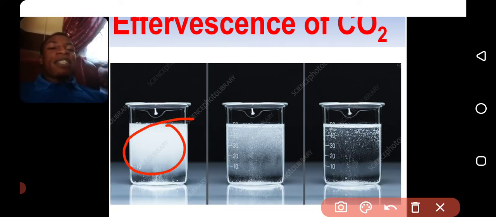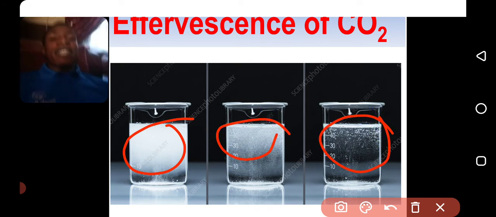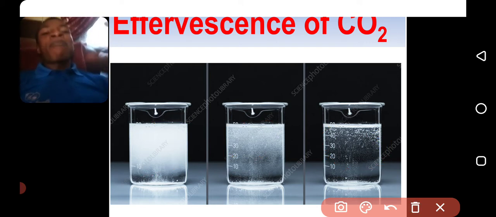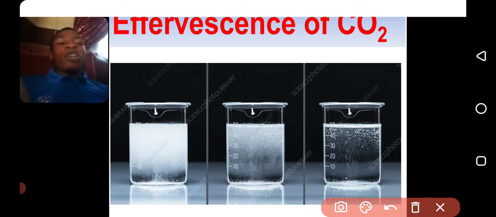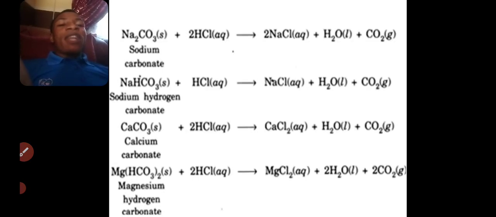This effervescence continues until the reaction has finished and the gas has finished coming out. So when bubbles of gas rapidly come out from an aqueous medium, you call that effervescence. So let's see some other examples of carbonate salts reacting with HCl.